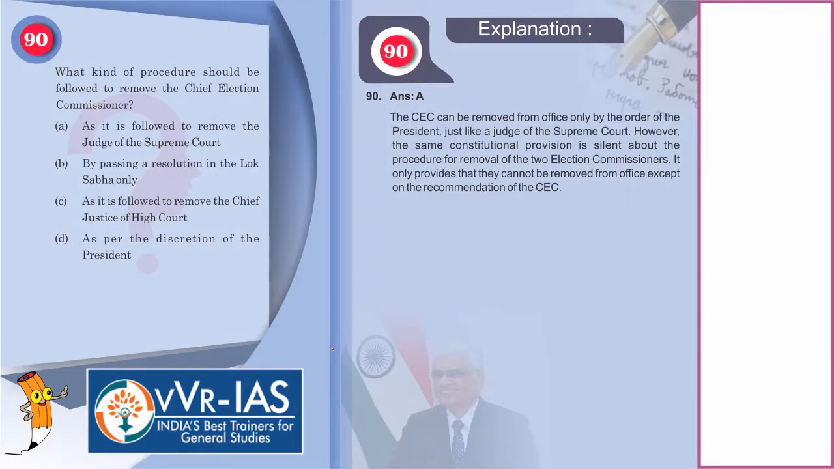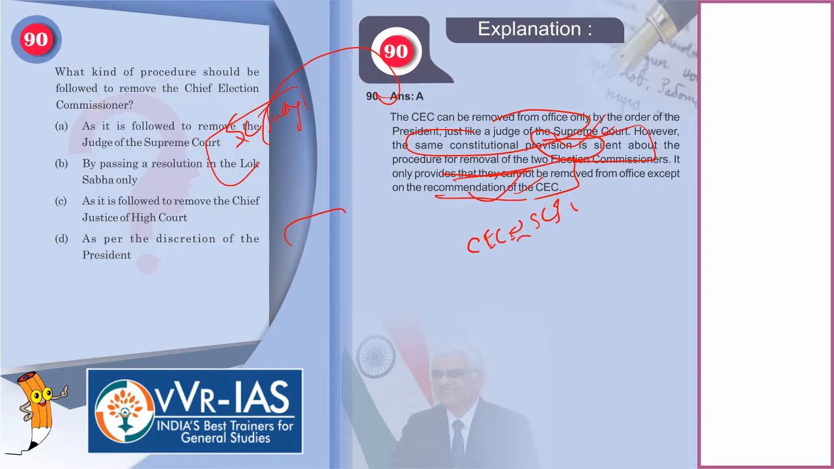What kind of procedure should be followed to remove the chief election commissioner? Now see, the chief election commissioner can be removed by the same procedure as a Supreme Court judge, that is, he can be removed by the president. However, the constitutional provision is silent about the procedure for removal of the 2 other election commissioners. It only provides that they cannot be removed from office except on the recommendation of the CEC. So the removal of the CEC is the same as a Supreme Court judge, and this is provided in the constitution, but the constitution does not provide for removal of the other 2 election commissioners. Other than that, these can be removed only on the recommendation of the chief election commissioner.